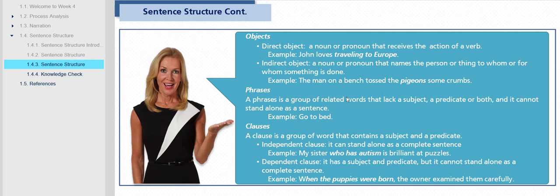A direct object. Usually a direct object comes right after the verb. So a direct object is a noun or pronoun that receives the action of a verb. Example, John loves traveling to Europe. So the words traveling to Europe is a direct object because it comes directly after the verb.